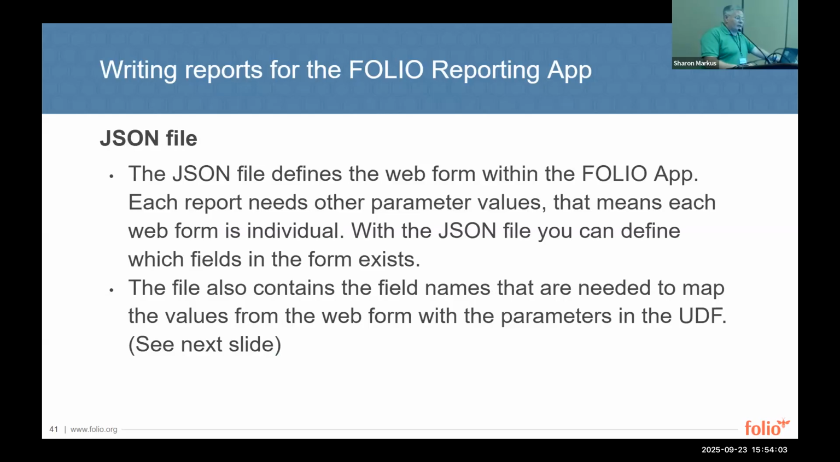The JSON file, as I said, defines the web form within the FOLIO app. So that's what displays it. You can enter parameter values in that as well to allow your users to enter variable information. The file also contains the field names that are needed to map the values to the web form.